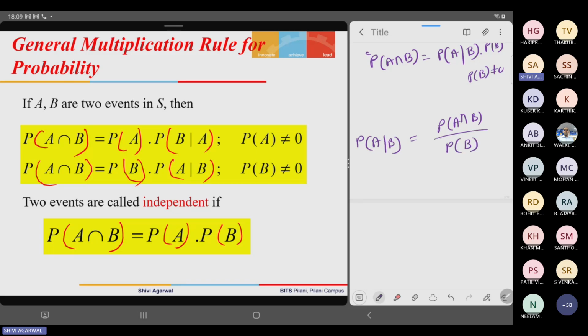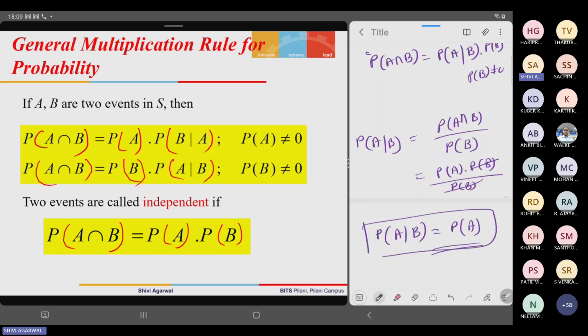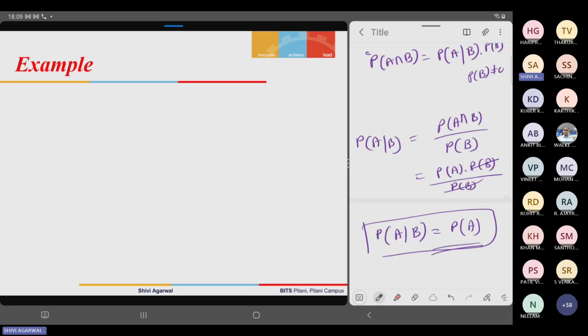Now, if this is an independent event, probability of A intersection B is what? Probability of A into probability of B, and it is divided by probability of B, so it cancels out. So probability of A given B is equal to probability of A. So there is no effect of B on A. It means these are two independent events. So in this case, the two events are called independent if probability of A intersection B can be written as the product of the probability of A and probability of B.